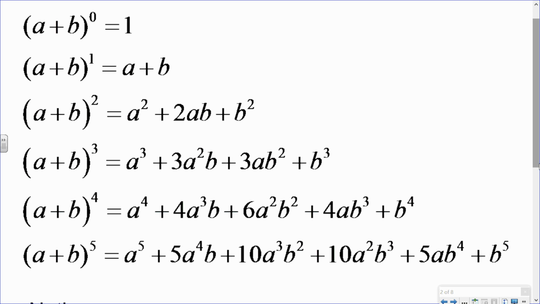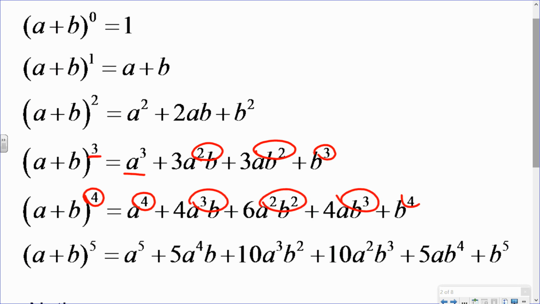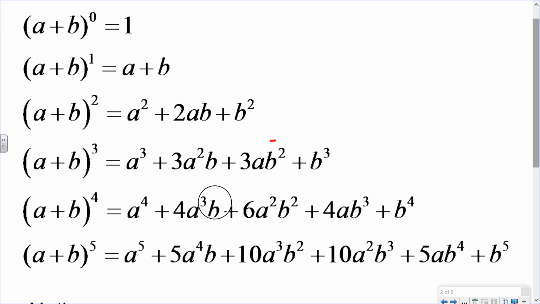Okay, so the degree of each term is the same as the exponent on the original binomial. So when I'm cubing the binomial, this is degree 3. This one is 2 plus 1. This one is 1 plus 2. This one is 3. They each have degree 3. When I have to the 4th power, I have degree 4, degree 3 plus 1, degree 2 plus 2, degree 1 plus 3, degree 4. So the degree of each term is the same as the power on the binomial.